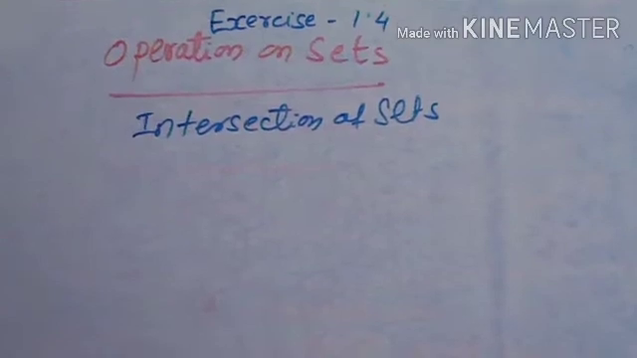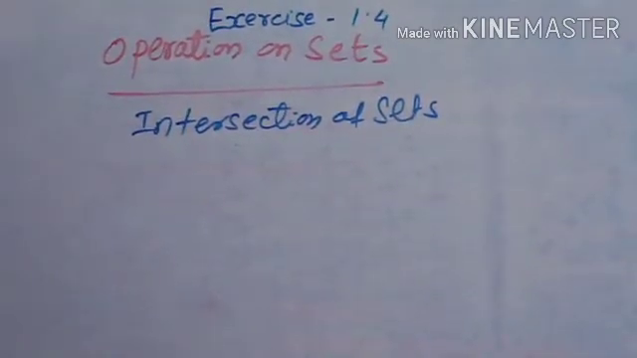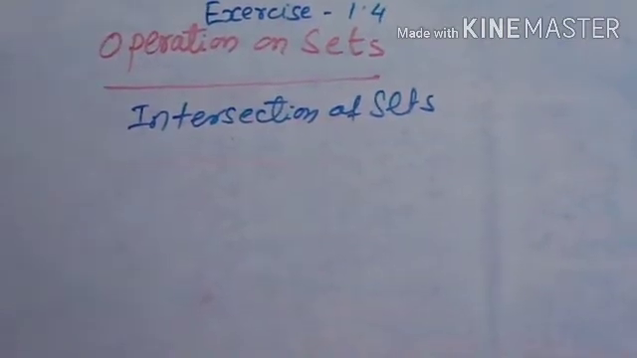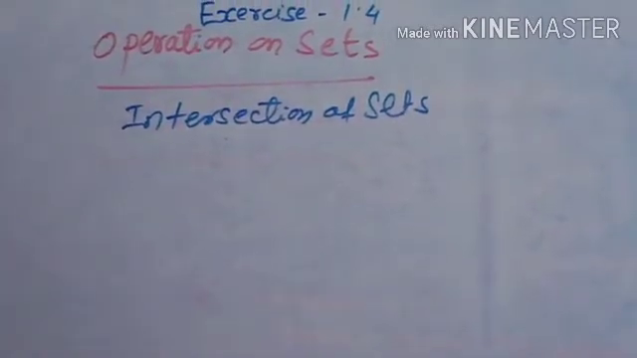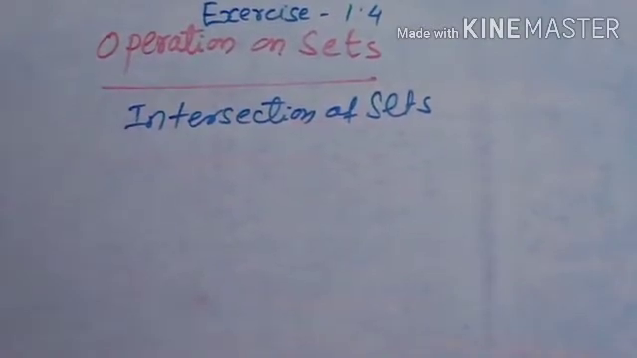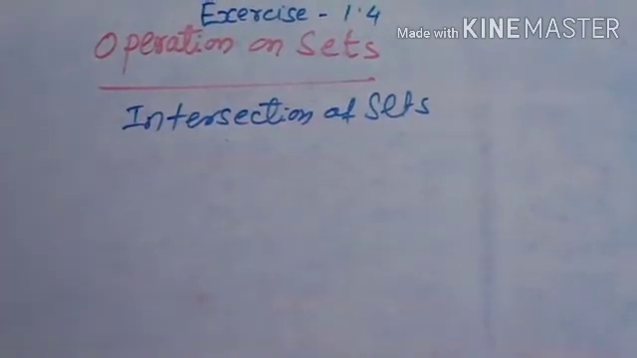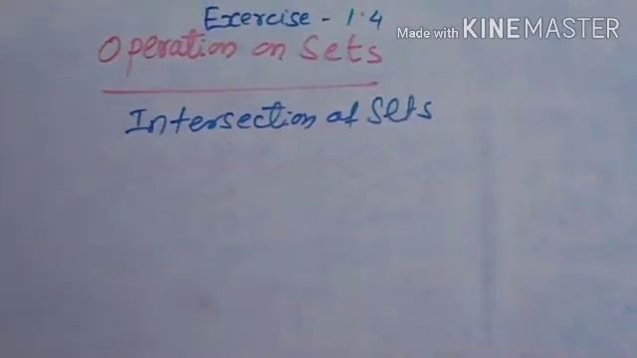Today we are going to start exercise 1.4, under which we will study operations on sets. First of all, let us come to know what is the intersection of sets. The definition of intersection of sets is that the elements which are present in both sets A and B are called the intersection of the sets.